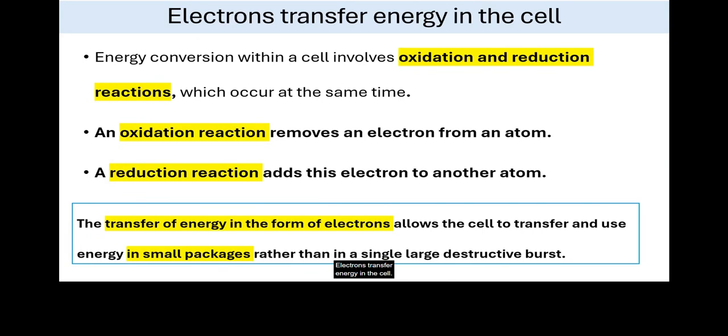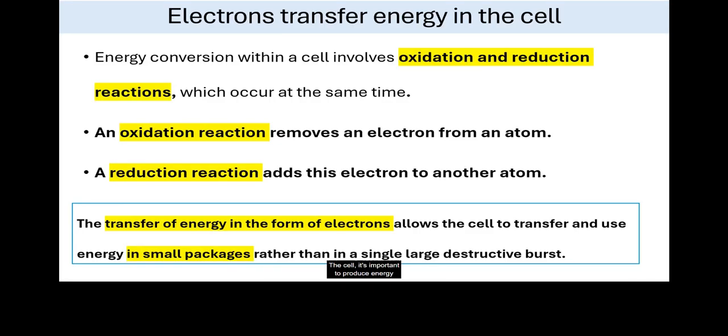Electrons transfer energy in the cell. Energy conversion within a cell involves oxidation-reduction reactions. They occur simultaneously, together. During an oxidation reaction, an electron is removed from an atom. And during a reduction reaction, electrons are added to another atom.